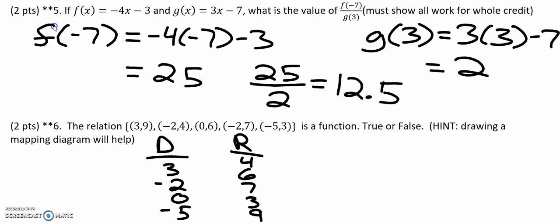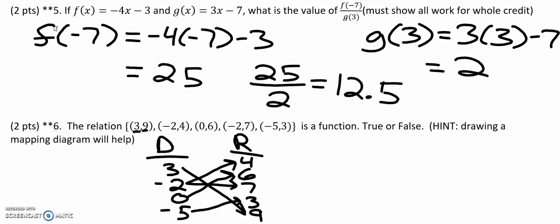So I go ahead and combine what actually goes together here. So in this case, 3 goes with 9, so I'm going to draw my arrow from the 3 in the domain to 9 in the range. Negative 2 goes to 4, as well as 7. Okay, 0 goes to 6. Okay, and negative 5 goes to 3. All right, now this question is asking, is this a function or not? Okay, how we can tell is if any numbers in the domain have 2 arrows coming out of it, it means it's going to 2 members of the range.